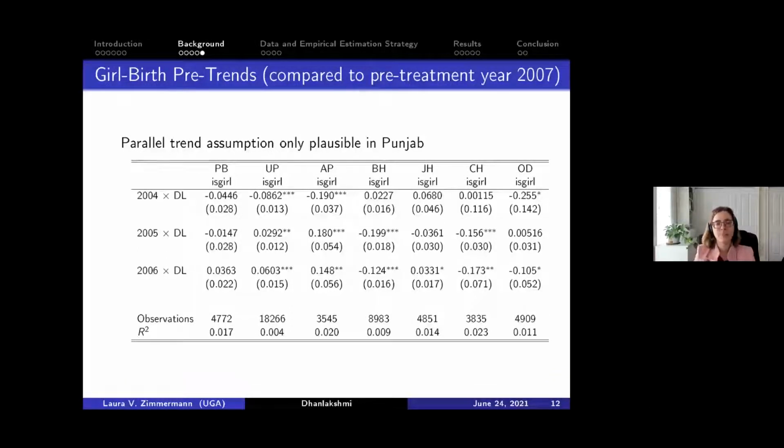Going to skip this. This is just to show that actually we have no pre-trends on our main outcome of interest, which is just whether a birth was a girl, and so we have no pre-trends in Punjab, but really on all of the other states, not surprisingly, based on everything that I've told you, we face massive violations in the plausibility of the parallel trends assumption.